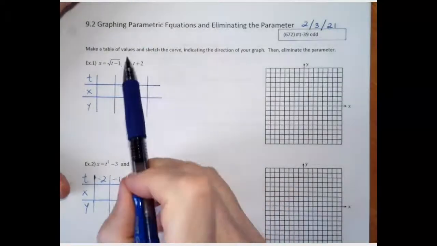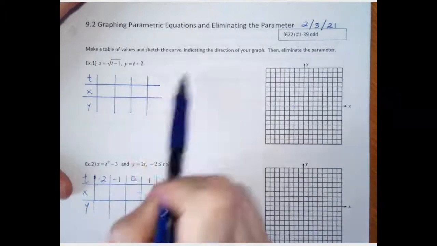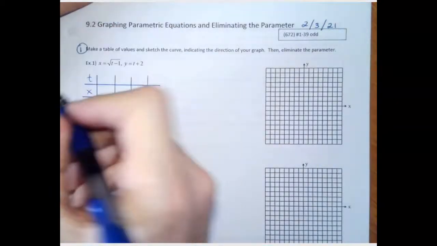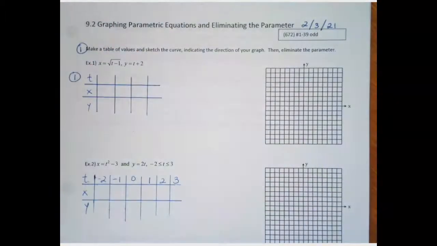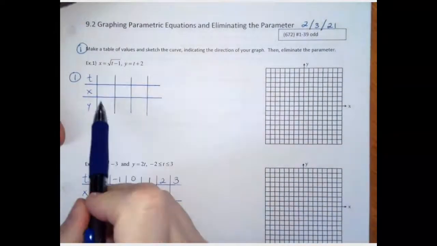Alright, so we were asked to do two things here, make a table of values and sketch the curves. So let's do that first, number one. Now, as we look at this, we're just going to pick values of t and then plug it in and find out what we get here.